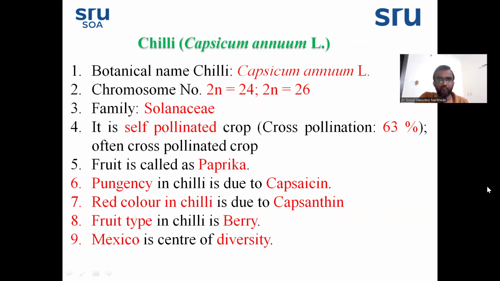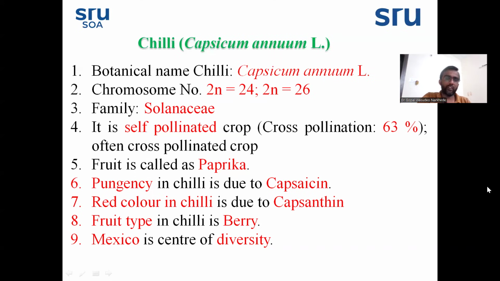So chromosome number of chili is 2n equal to 24 and 2n equal to 26, that is a haploid number n equal to 12 and n equal to 13. The family of chili is Solanaceae. Chili is regarded as a self-pollinated crop, but the cross-pollination percentage in chili is almost 63%. That's why you can consider chili as an often cross-pollinated crop.